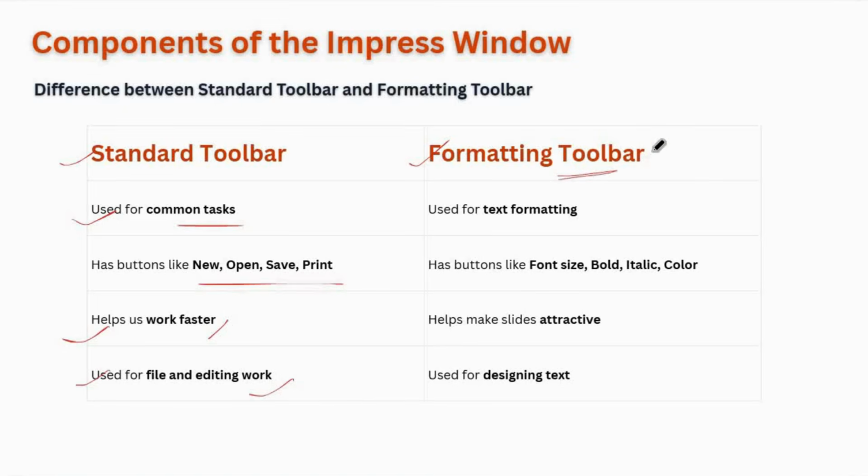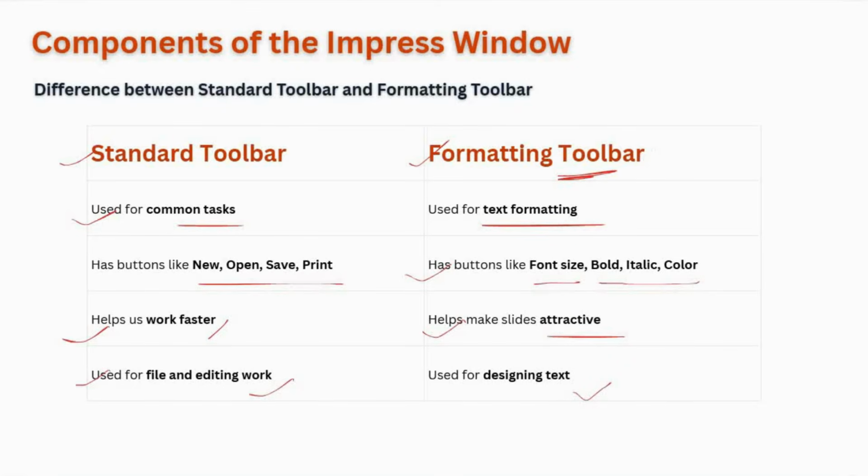And then the formatting toolbar helps to edit or format the text. It is used for text formatting. It has buttons like font size, bold, italic, and color. It helps to make the slide attractive. It is used for designing the text.